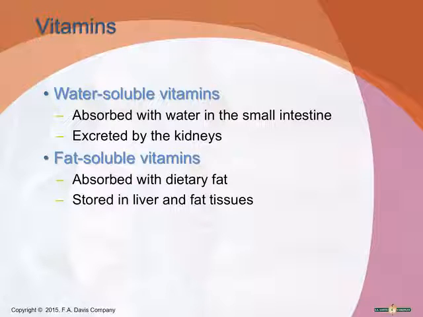Vitamins. There are really two different types of vitamins, water-soluble and fat-soluble. Water-soluble are absorbed with water in the small intestine. They're excreted by the kidneys. Almost all vitamins, except for vitamin D, which can be formed by exposure of the skin to the sun, which we learned back in the integumentary system, must be obtained through food. Fat-soluble vitamins are absorbed with dietary fat, and they're stored in the liver and in the fat tissues.